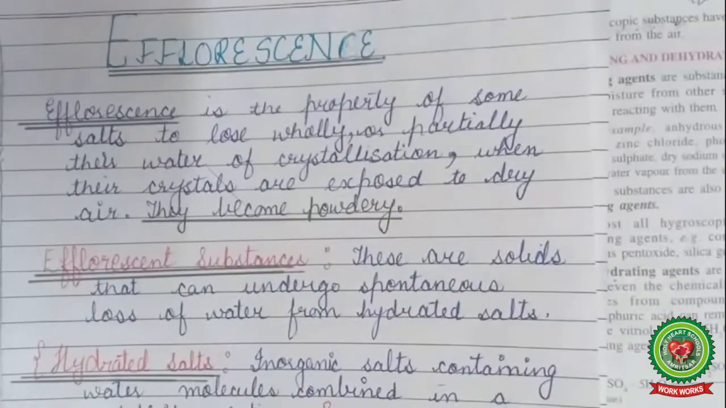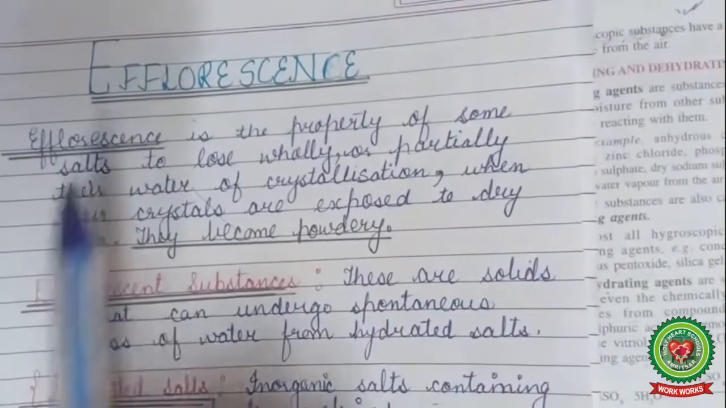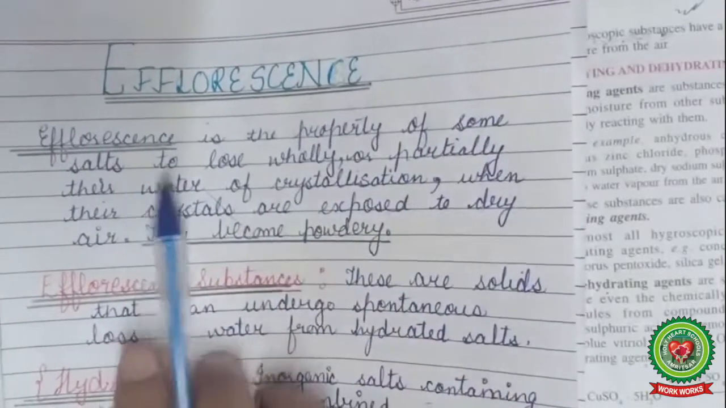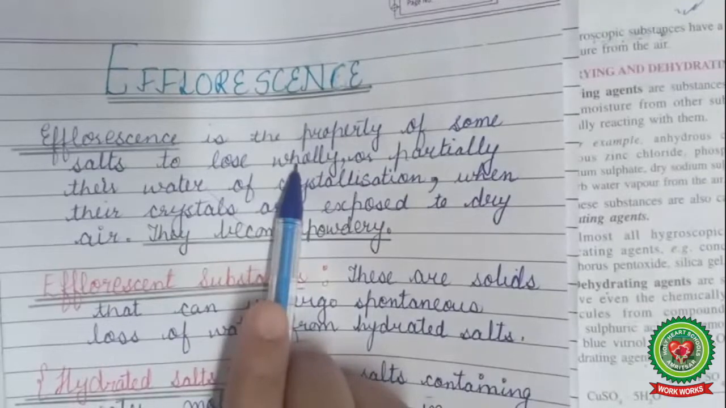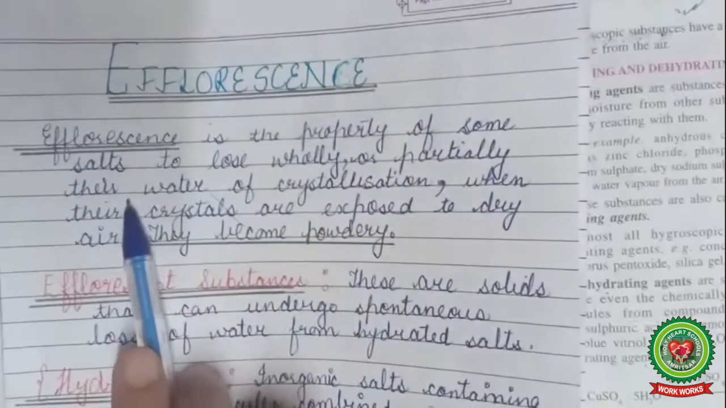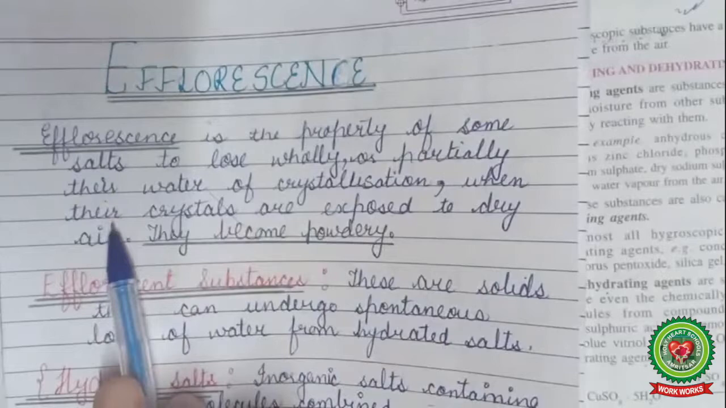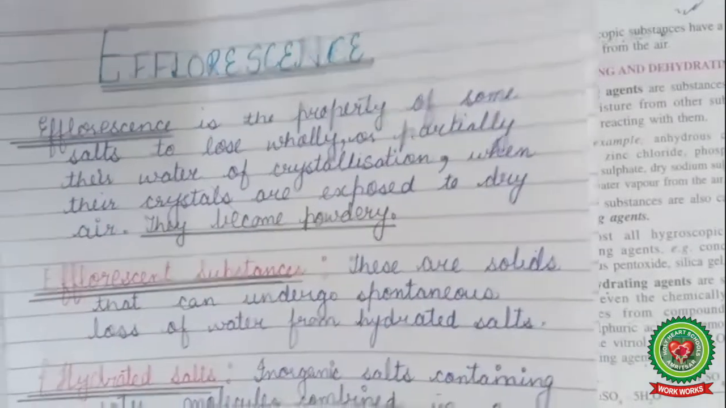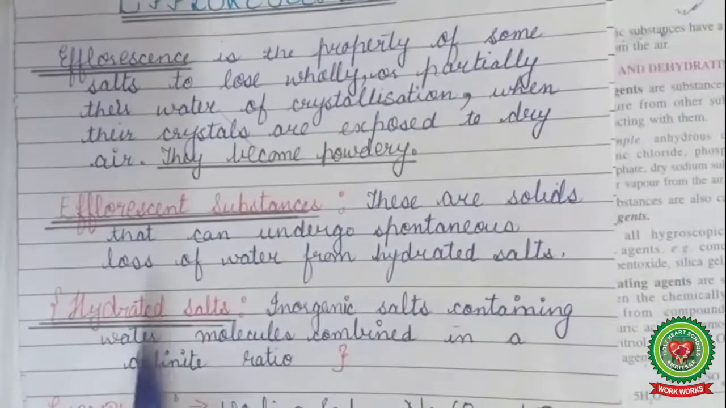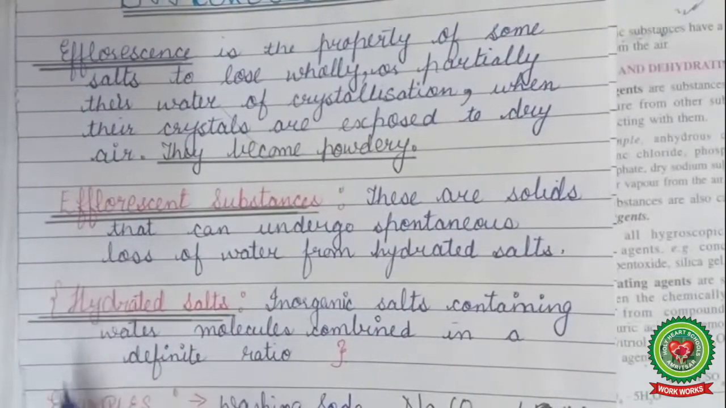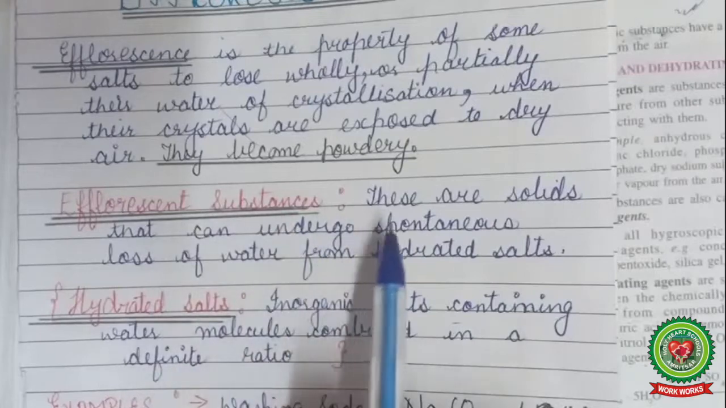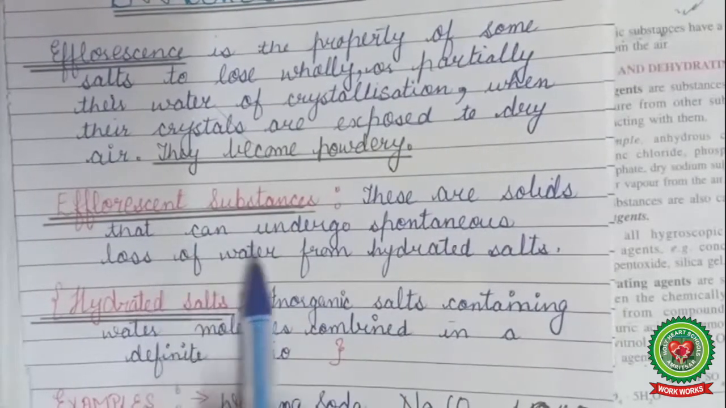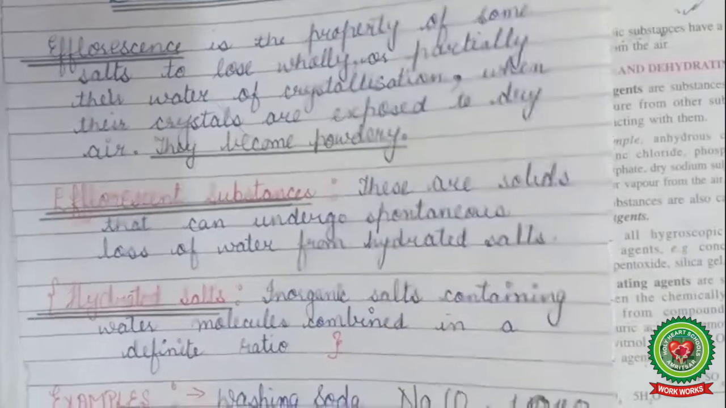The first objective is efflorescence. Efflorescence is the property of some salts to lose wholly, meaning completely, or partially their water of crystallization when their crystals are exposed to dry air. So they become powdery. Now what are efflorescent substances? Efflorescent substances are solids that can undergo spontaneous loss of water from hydrated salts.